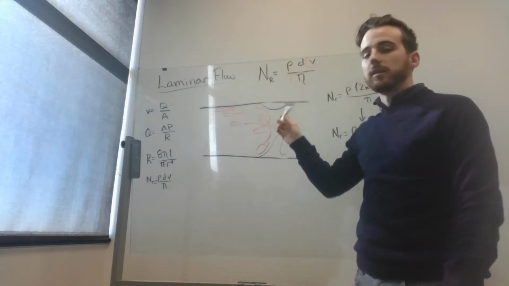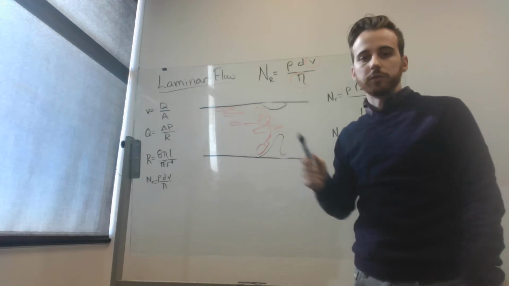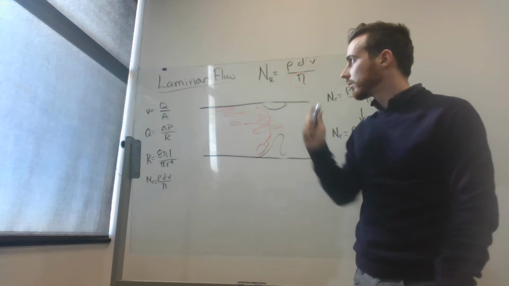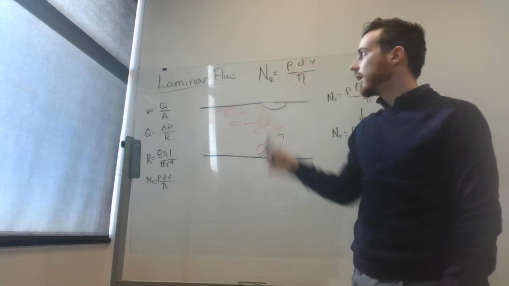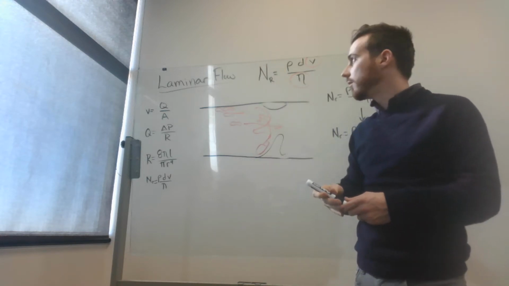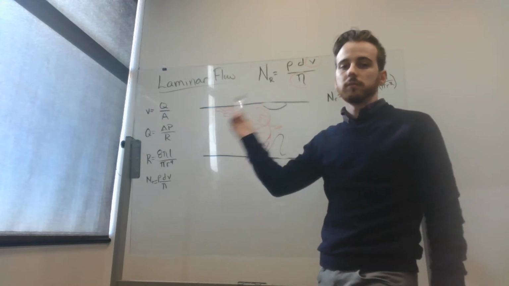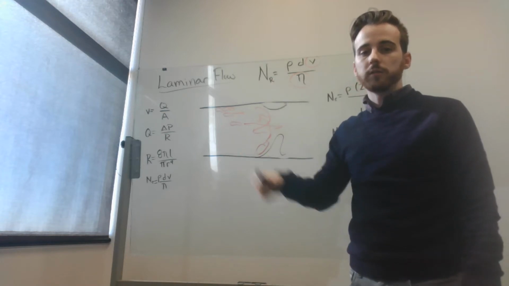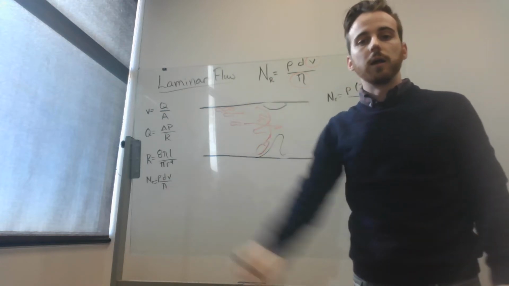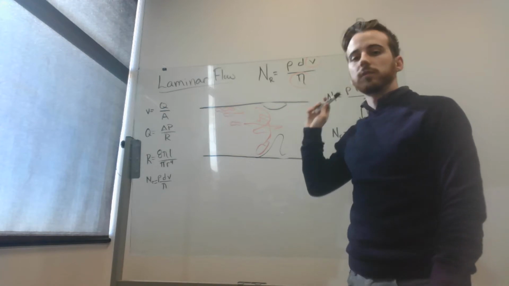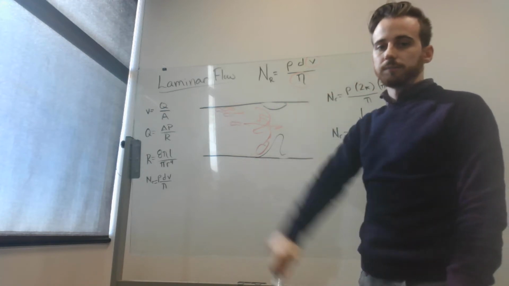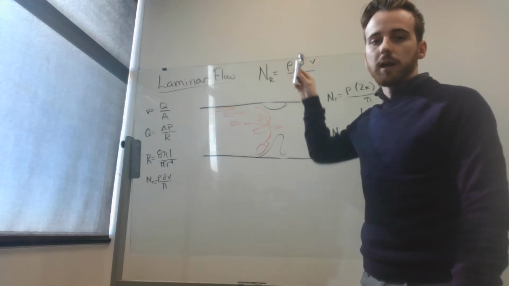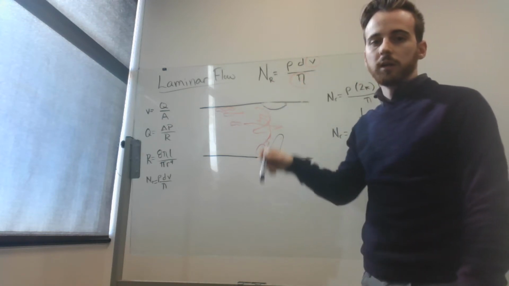And then viscosity. Viscosity is inversely related to the Reynolds number. So if the viscosity is low, then we're going to have a high Reynolds number, turbulent flow. Viscosity is high, then we'll have a low Reynolds number, laminar flow. Now what increases viscosity? Hematocrit, okay? Hematocrit increases viscosity. Higher hematocrit, higher viscosity. Lower hematocrit, lower viscosity.